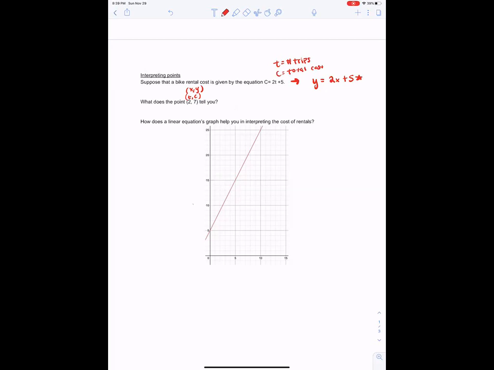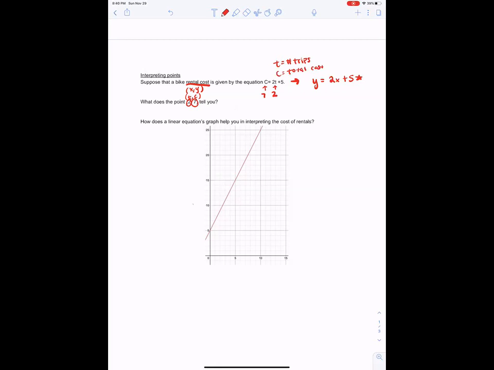Well, this is going to tell me that for 2 trips, it will cost me $7, given that this is in dollars. That's all. The interpretation is what it states. So the rental cost is given by the equation C equals 2t plus 5. We could use that to then interpret other points.